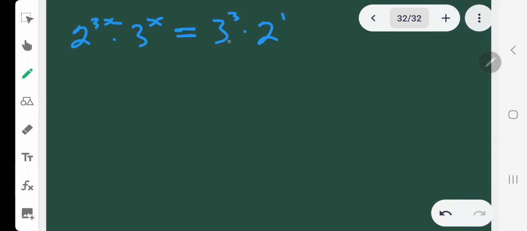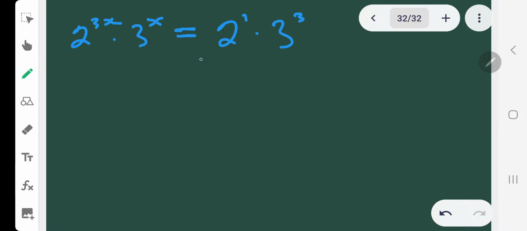So here remember, 3 multiplied by 2 is commutative. So we can decide to bring 2 first, followed by 3. So in this case, this one will be seen as 2 raised to the power 1 multiplied by 3 raised to the power 3.